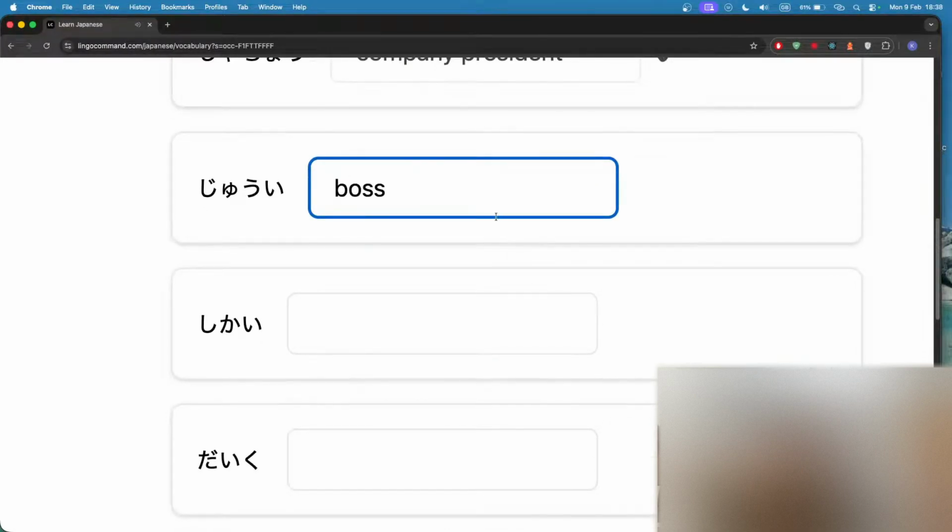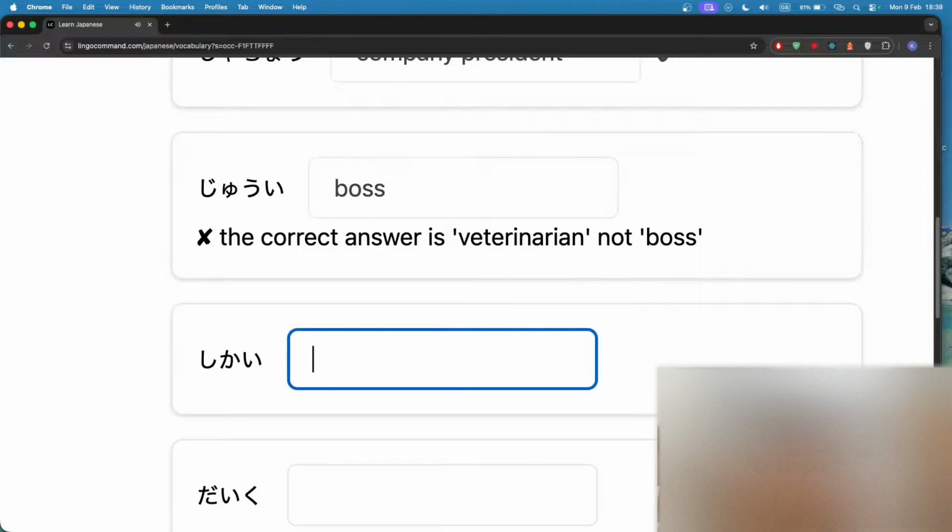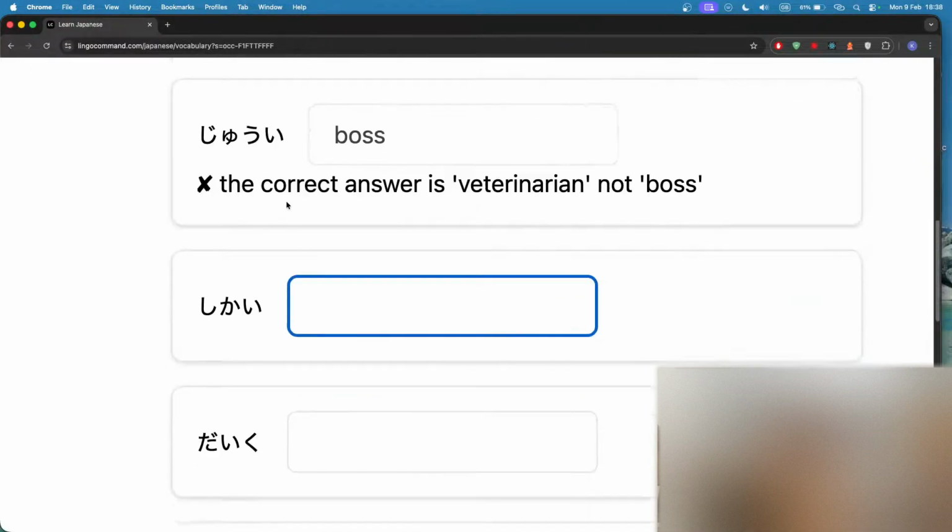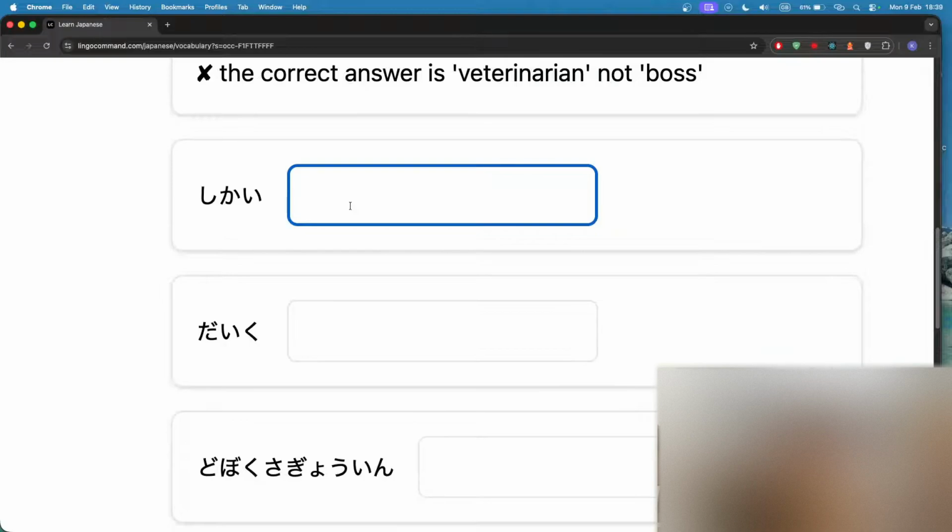Joshi, similar but not quite the same as a boss. No. Because look, it doesn't even say joshi. It says jui. I'm just making stuff up. That's horrible. Shikai is dentist. Shikai.